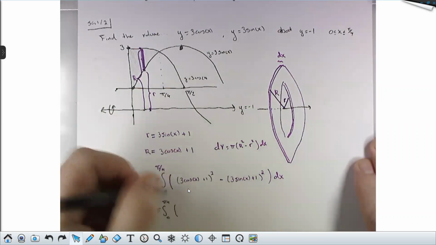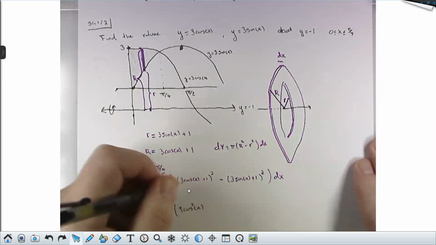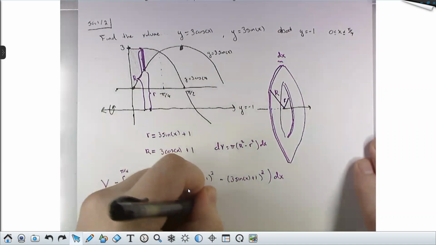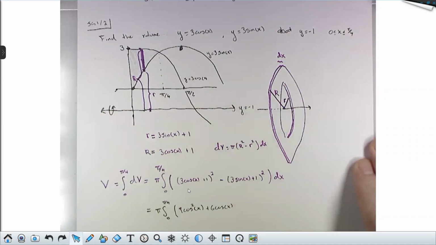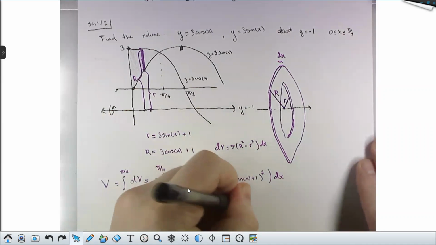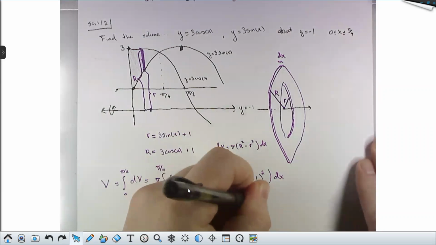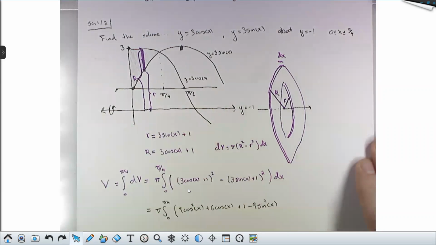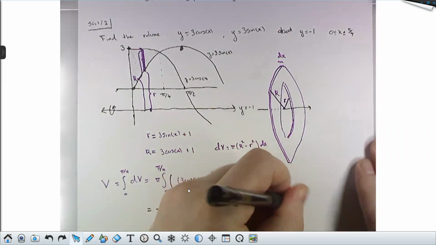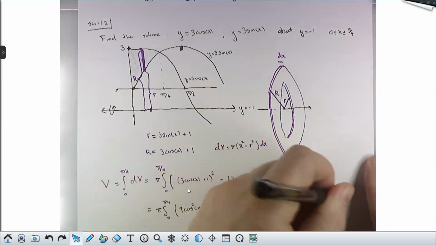We need to FOIL all this stuff out. So this is 9 cos squared x plus 6 cos x plus 1. And then we're going to FOIL and subtract all of these. So this will be minus 9 sine squared x minus 6 sine x minus 1, dx.